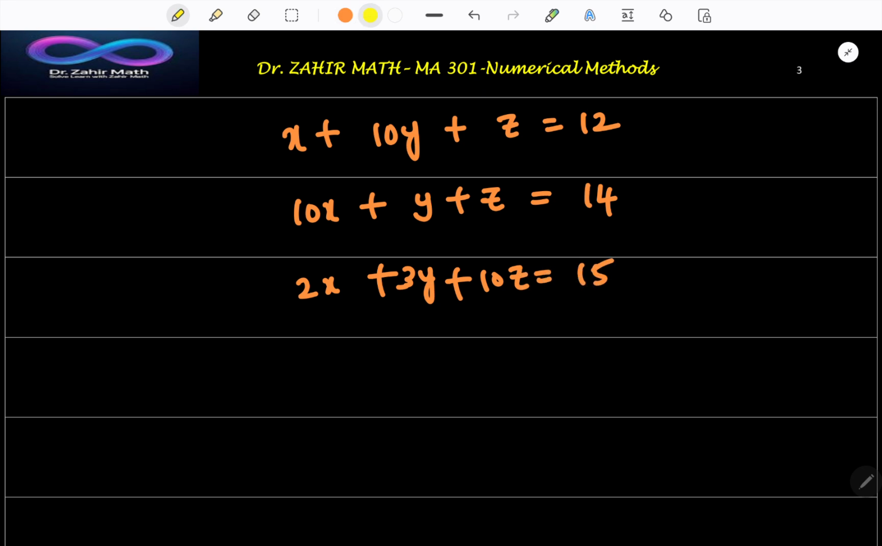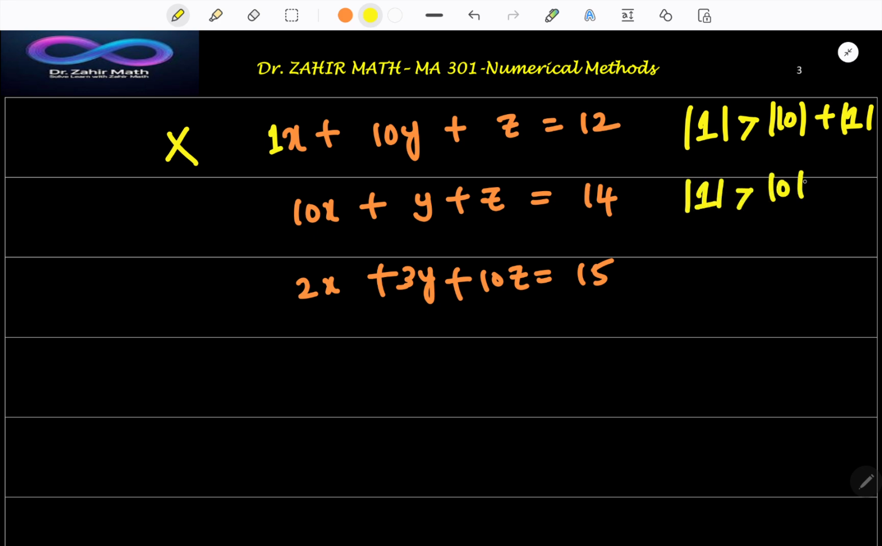Is it diagonally dominant or not? The first element is what? 1. Is the absolute value 1 more than the absolute value 10 plus 1? No. And here it's 1, which is more than the absolute value 10 plus 1? No. And this one, the absolute value of 10, this last element, is more than 2 plus 3? Yes, this is okay. So now you need to think about this too.